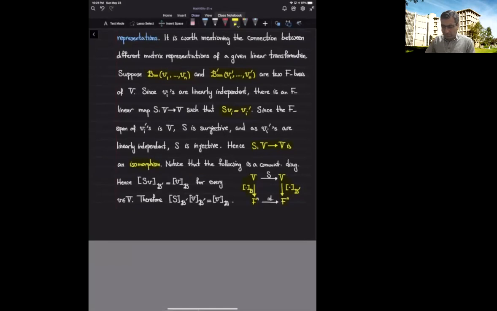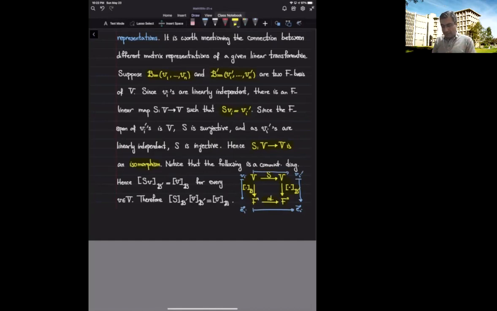Now, let's see what this S does when I put it in this diagram. So v sub i over here goes to the standard vector e sub i, where the ith component is 1 and the rest are 0. When I apply S, I end up getting v sub i prime. Now, when I write down v sub i prime with respect to the basis B prime, I get the same standard vector. And that's the identity map. So I can go from F^n to F^n with the identity map. So that means that I'm getting this commutative diagram.